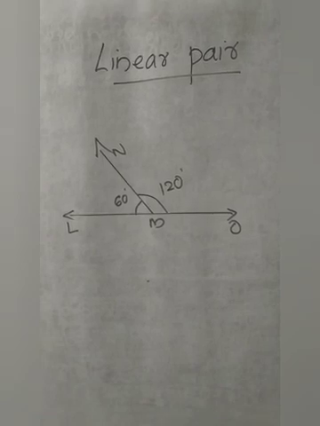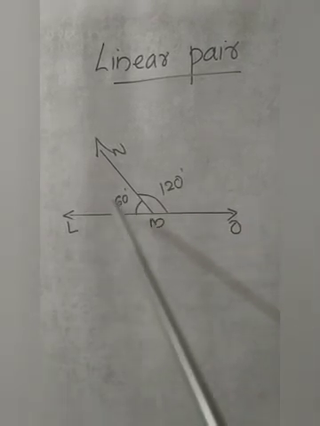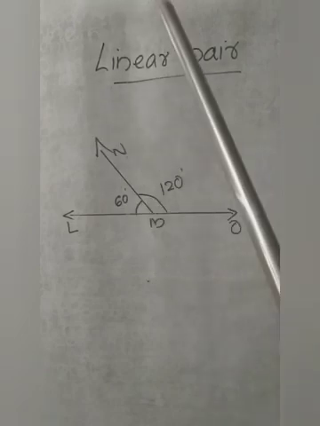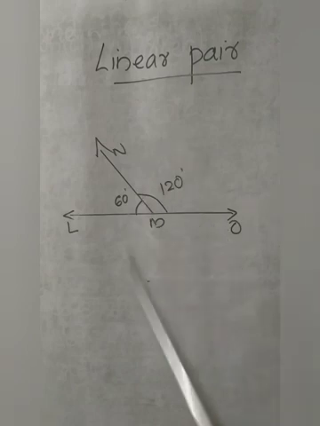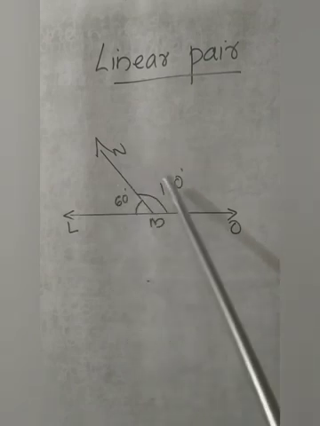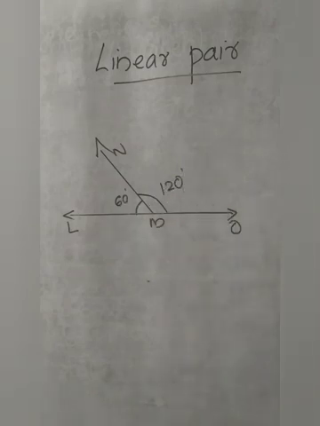Look at the figure. Here we have two angles. What are they? LMN and OMN. So if these two should be a linear pair, when I am adding these two given angles, here what? 60 degrees, here what? 120 degrees. What is the sum of 120 and 60 degrees? 120 plus 60 is 180 degrees. Then we can say this is a linear pair.